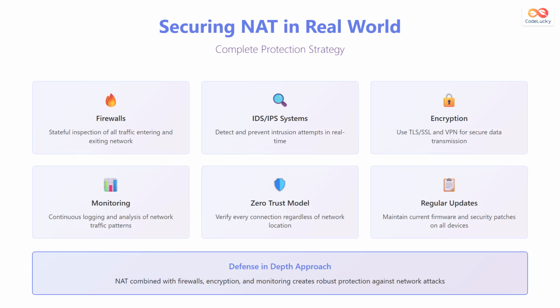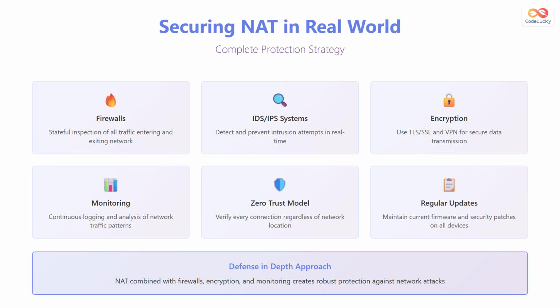In real-world networks, NAT security requires a defense-in-depth approach. First, use firewalls. Implement stateful inspection that examines all traffic entering and exiting your network. Second, deploy intrusion detection and prevention systems, or IDS and IPS, which actively detect and prevent intrusion attempts in real time. Third, use encryption. Implement TLS and SSL for secure web communications and use VPN for end-to-end encryption.